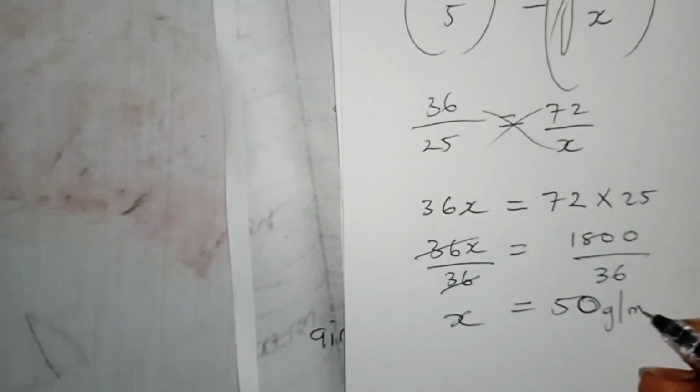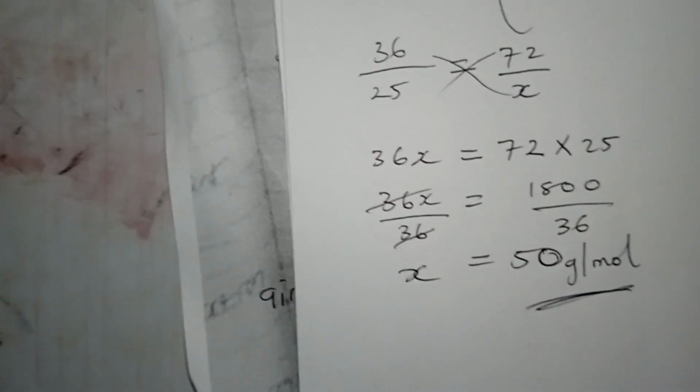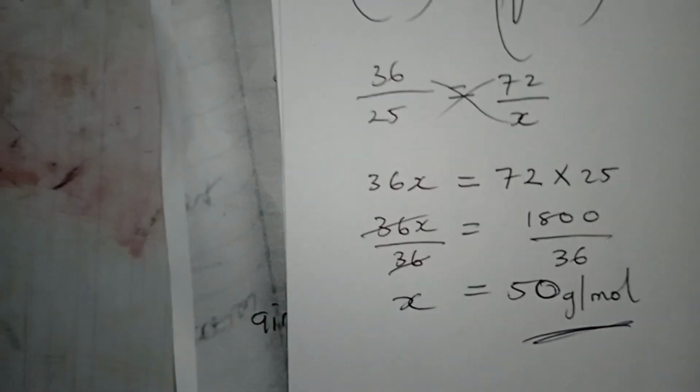The molar mass of x is 50. Molar mass is the same thing as the molecular weight. So it's 50 gram per mole. This is our answer. So there you have it. Let's move to the second question.